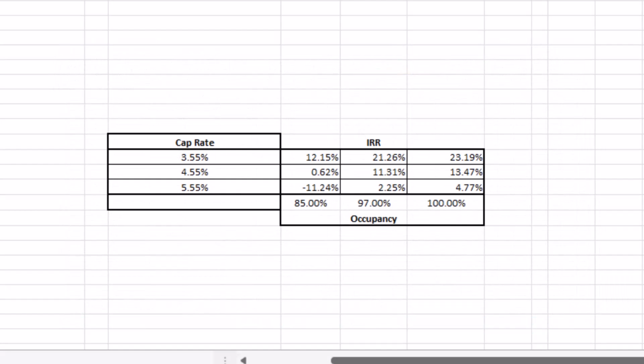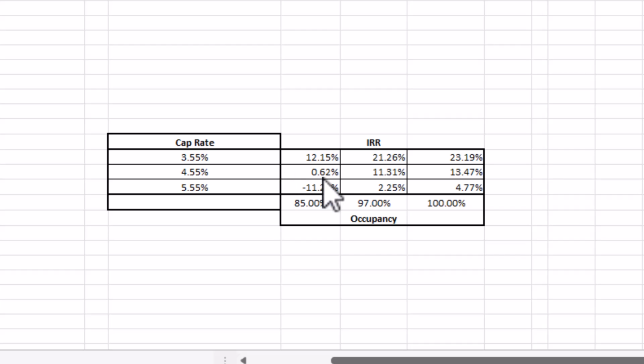I have now calculated all the numbers, and here they are in this matrix. The results are really quite interesting. First of all, to summarize, our most likely scenario was that this property will result in an 11.31% internal rate of return. And then we looked at that at the various occupancy levels. As long as we can maintain the cap rate at the end of year 5 at 4.55%, then these would be the range of alternatives here.